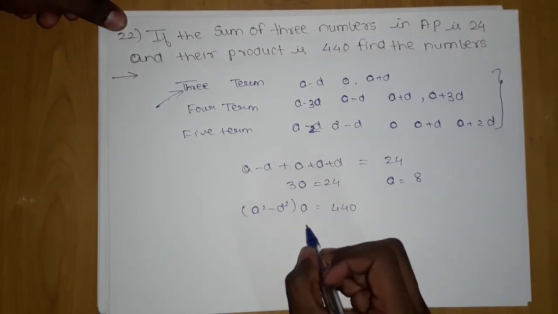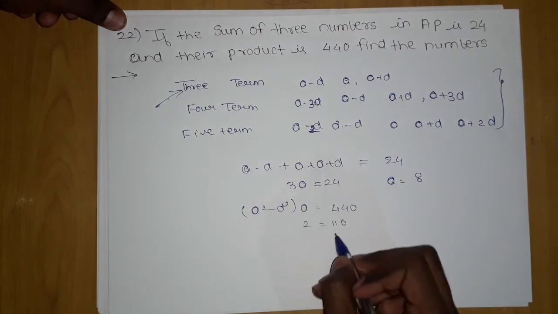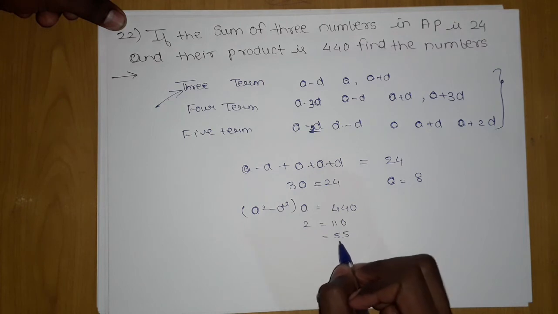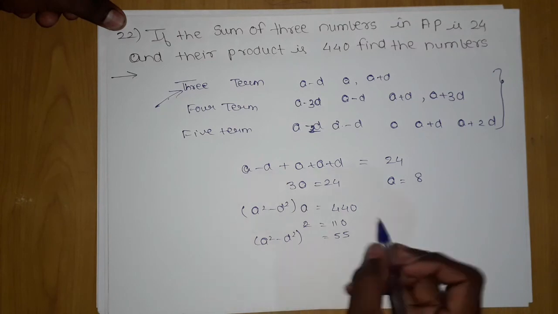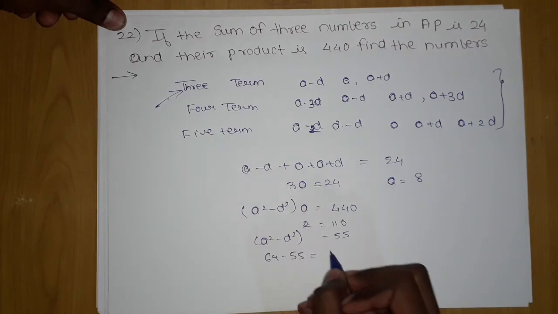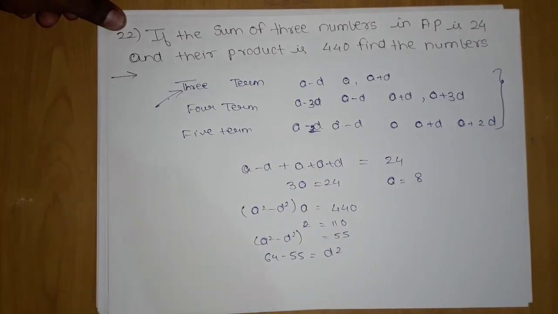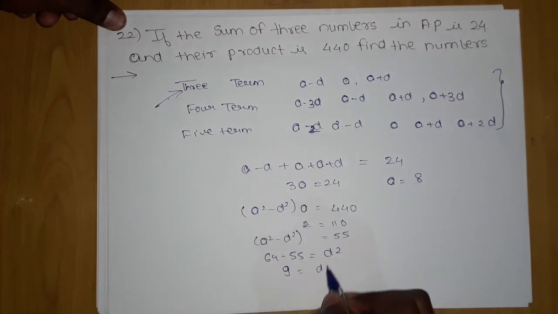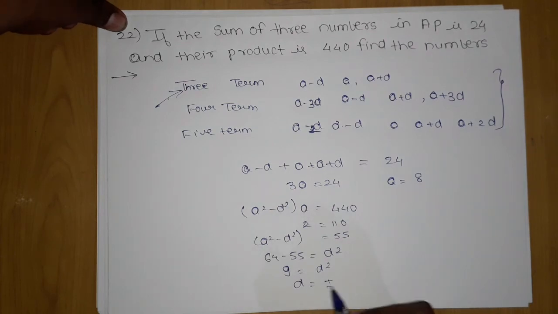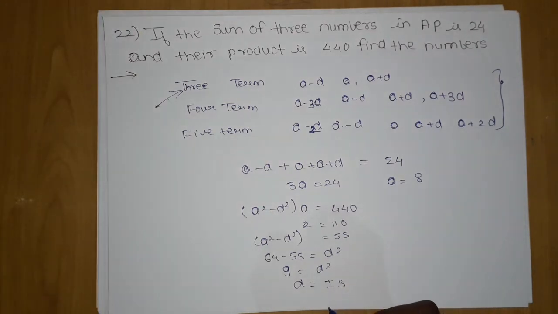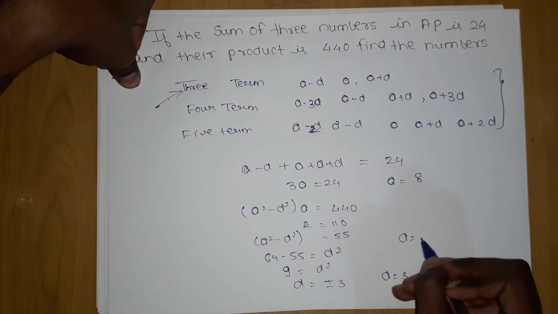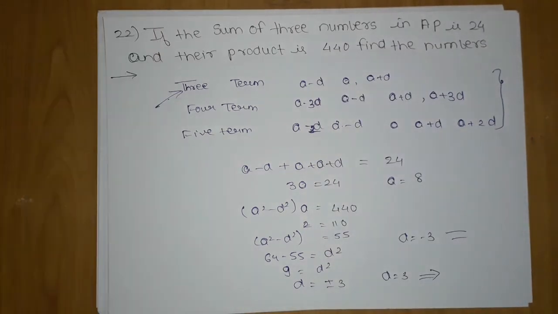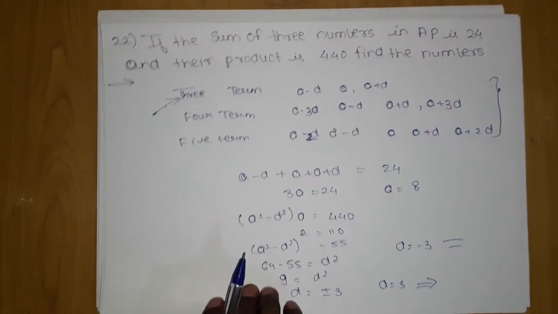So with 8, 440 upon 8 is 55, which is 5 into 11. I have this 55 equals a square minus d square. Now 55 will move this side, and a square is 64, so 64 minus 55 will be d square, which is 9. So d is equal to plus minus 3, therefore we will get 3 numbers for different d. For d equal to 3, we will get 3 numbers, and for d equal to minus 3, we will get 3 different numbers, which will be a minus d, a, and a plus d. This question is from your class 10th. Now let's take the next question.